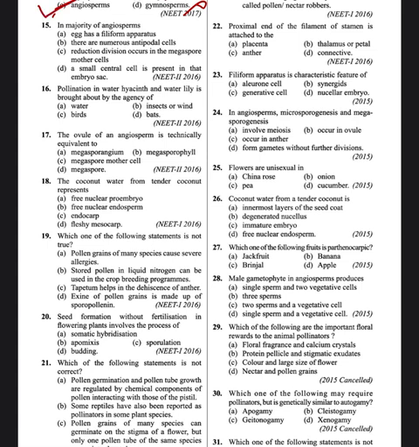In the majority of angiosperms, the egg has a filiform apparatus. There are numerous antipodal cells. Reductional division occurs in the megaspore mother cell. A small central cell is present in the embryo sac.